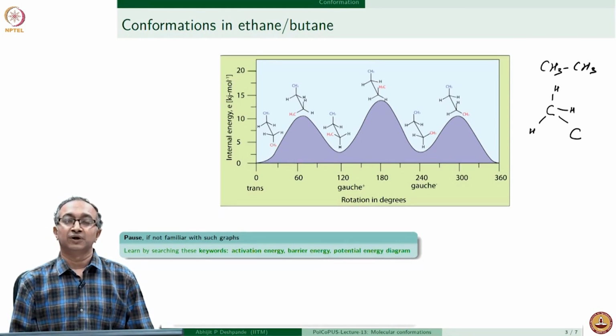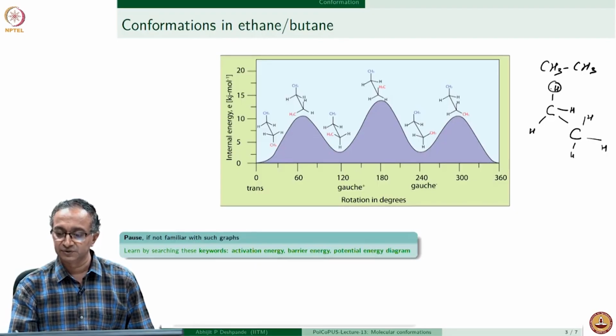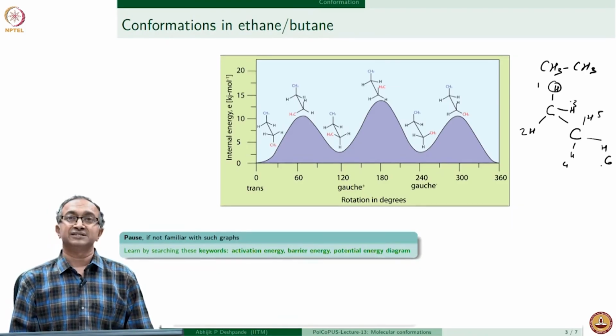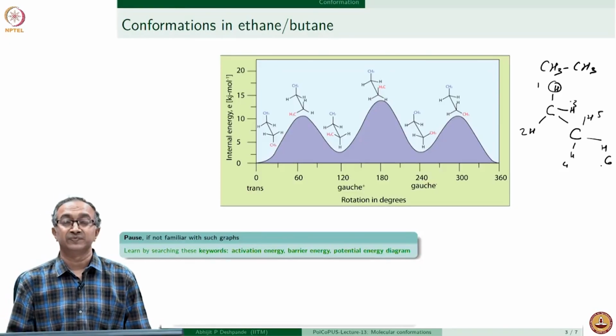hydrogens. And so now if I look at the positions of the hydrogen atoms on the other carbon, and if I number these, so let us say this is 1, this is 2, this is 3, 4, 5, 6. So, the question that I am asking is how is the relationship in terms of where hydrogen 1 is located and where 5 is located, and things like that.